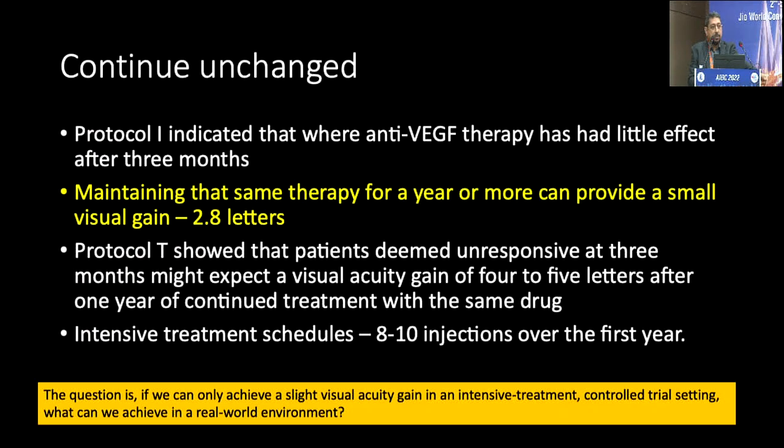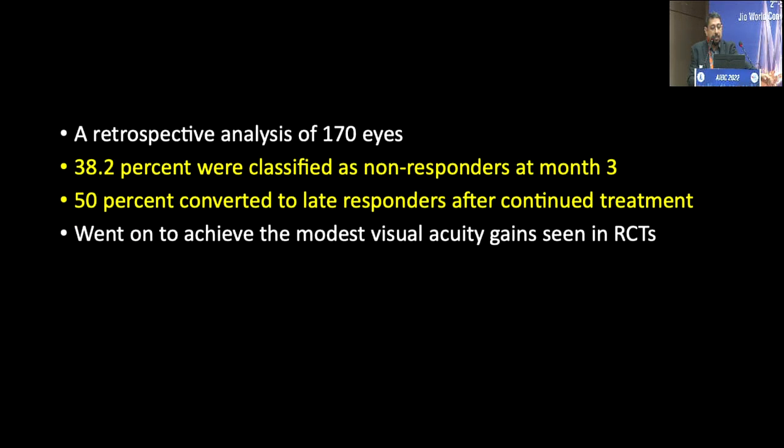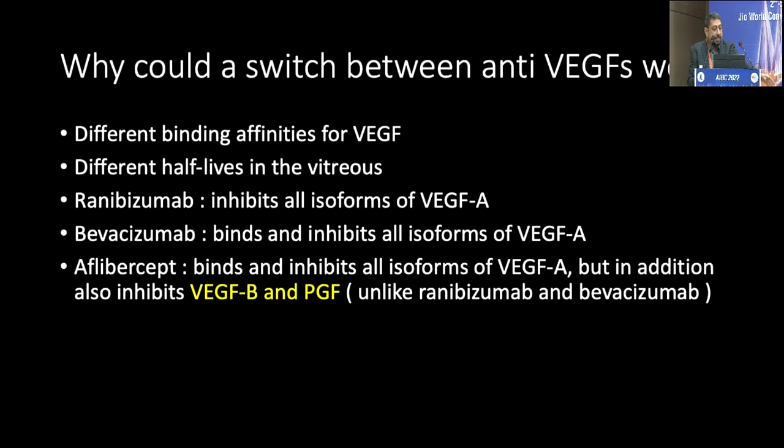So one of the paradigms is that, and the study says to continue unchanged for 24 months. This is from the studies, and it said that you had modest gains after maybe 6 months. So you still had nearly 40% who did not respond in 3 months and 50% who were late responders which continued after 6 months. Change the anti-VEGF. Can I have just one more minute?